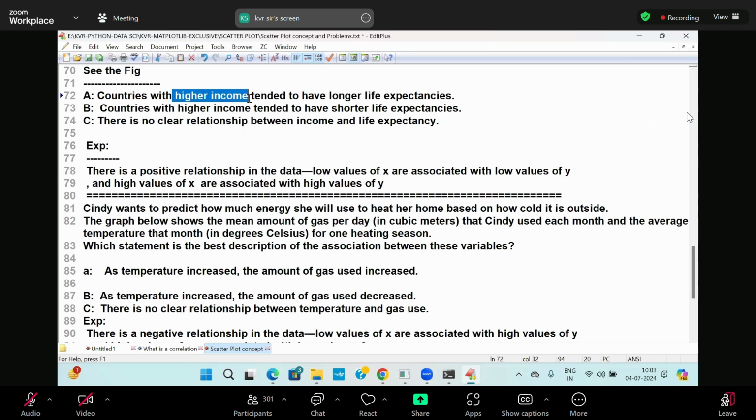Higher income, longer life expectancies. That is increasing. If you think in another way, lower life expectancies and higher income, short life, higher income. Is it possible?